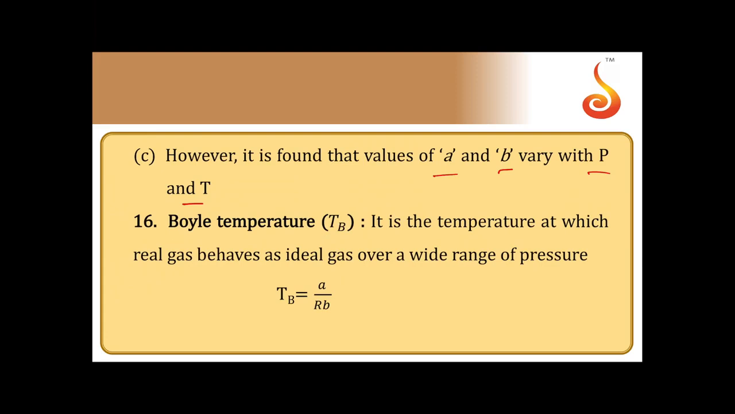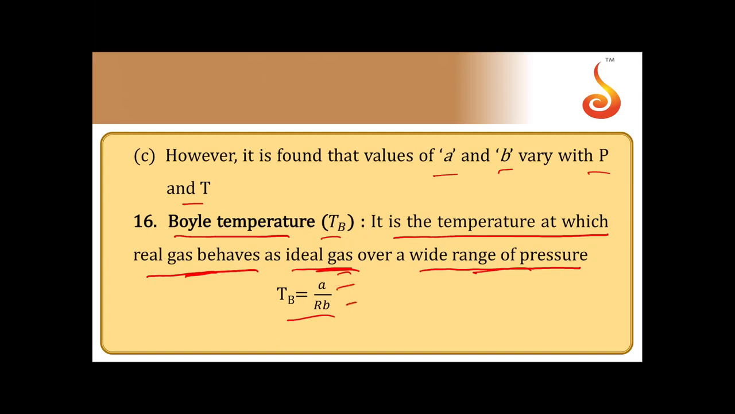Then comes Boyle temperature. What is the meaning of Boyle temperature? It is the temperature at which real gases behave as ideal gases over a wide range of pressure, and that is given by Tb = a/Rb. So Tb is the Boyle temperature. Here a and b are van der Waals constants. So Tb is given by a/Rb.